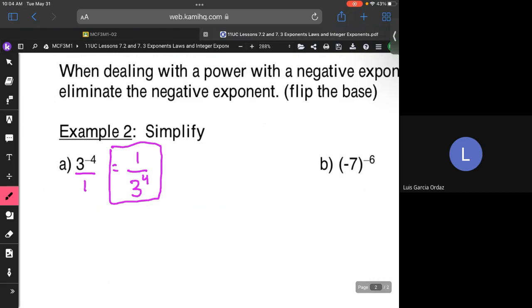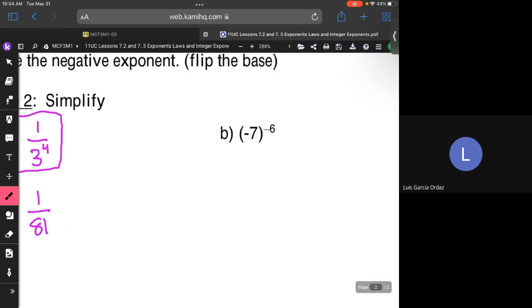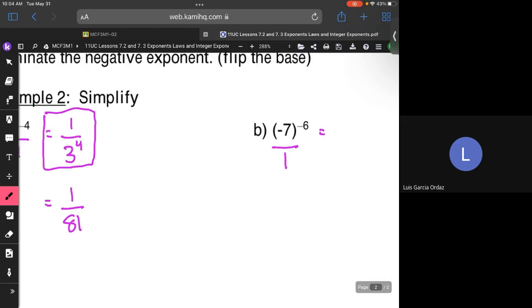Yep. That would be the single exponent. If I ask you to evaluate, it's just going to be 1 over 81 because 3 to the power of 4 is 81. So you would keep the 1 on the top? Yep. So with that said, what would my next one be? So again, over 1, how would I turn that into a positive exponent?